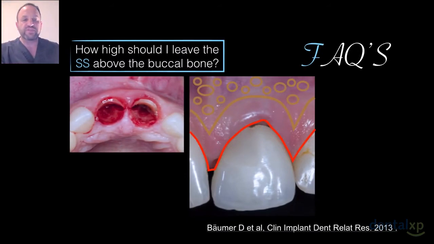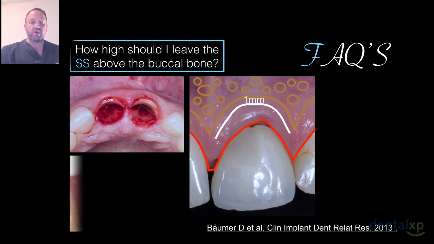The next common question is, how high should I leave the socket shield above the buccal bone? In other words, where should I place the socket shield to? Should I sink it? Should I cut it flush with the bone? Should I leave it at the gingival margin? And the answer to that, which is explained in the article in both Baumer and Hürzeler, is that you should leave it around 1 millimeter higher than the buccal bone, and that's just to allow the normal biological width so that you don't get recession of the buccal plate.